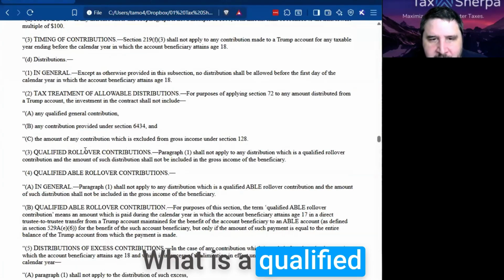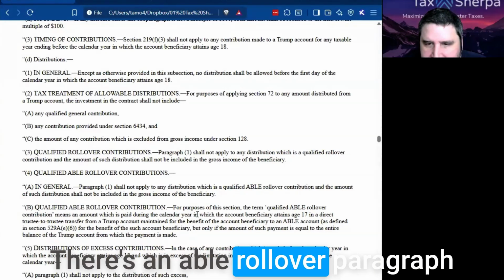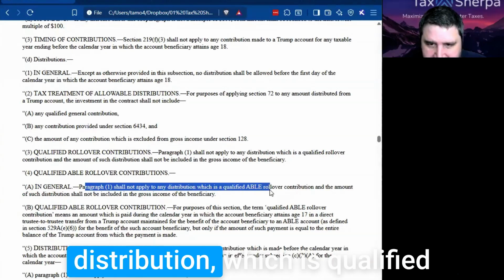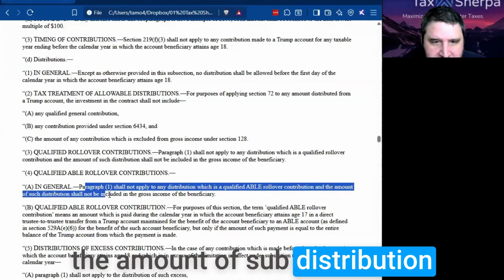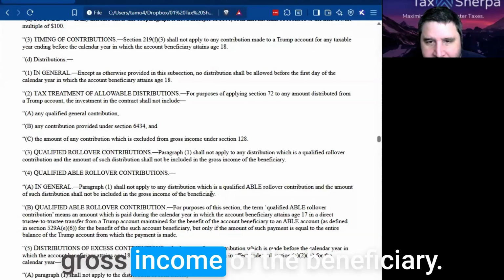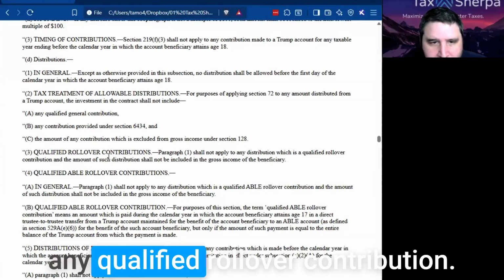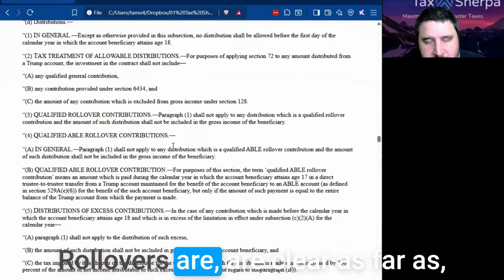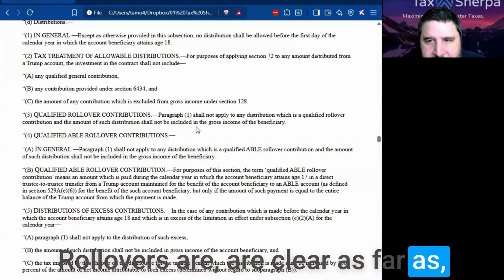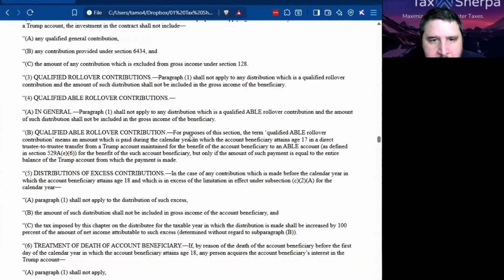What is a qualified rollover contribution? There's an ABLE rollover. Paragraph 1 shall not apply to any distribution which is a qualified ABLE rollover contribution, and the amount of such distribution shall not be included in the gross income of the beneficiary. And paragraph 1 shall not apply to any qualified rollover contribution. So yeah, those are all fine. Rollovers are clear as far as those additional taxes.